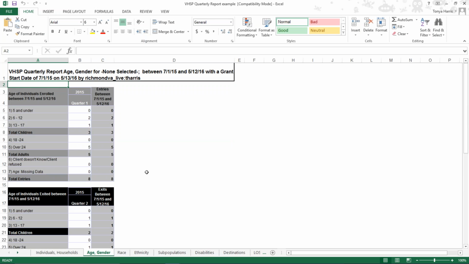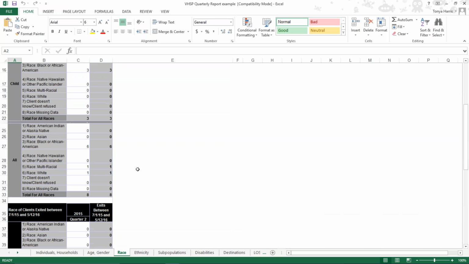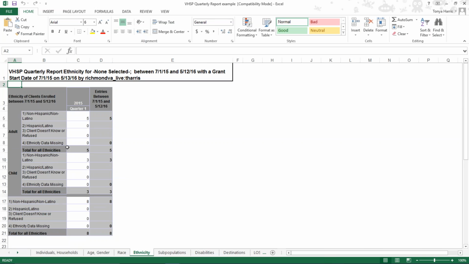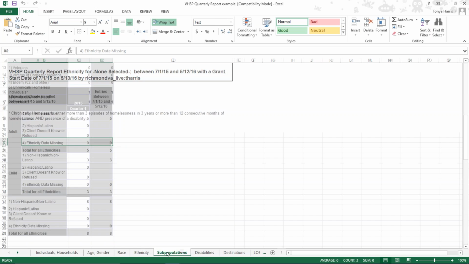So we have age and genders, okay? And we have races, okay? And, you know, what we're looking for here is, do we have anything missing, which we don't, okay? And then we have ethnicities. So again, we don't have any missing, so that's good, that's exciting.